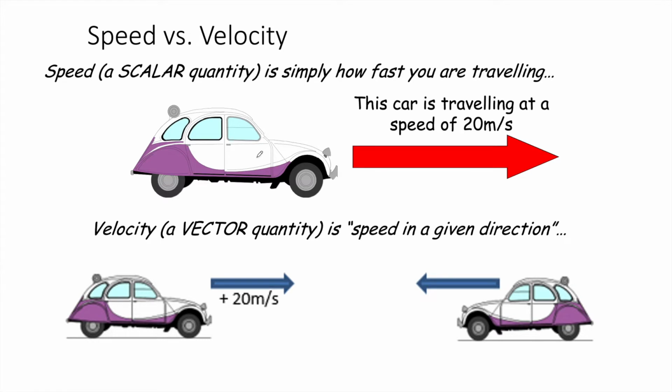So the car at the top might be travelling at 20 metres a second, but we can say it's travelling at plus 20 metres a second if it's travelling to the right. If it's coming back the other way, then we say it's travelling at minus 20 metres a second. The negative tells us it's travelling in the opposite direction, still at the same speed, but in the opposite direction.